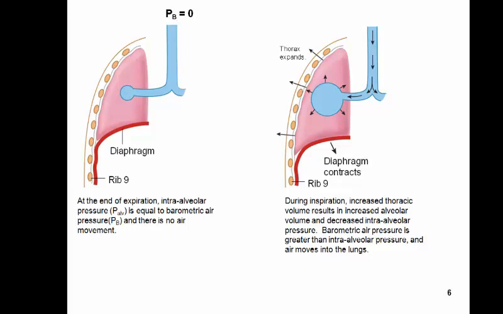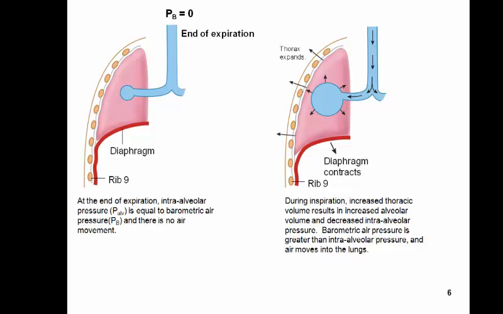If we set that to a relative value of 0, we know in reality the absolute value is not 0. It's on average 760 millimeters of mercury, but for our illustration here, we're going to set it to 0 and use that value to compare to the pressure changes that take place inside the lungs.